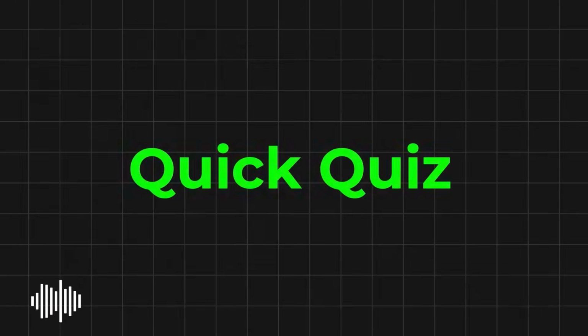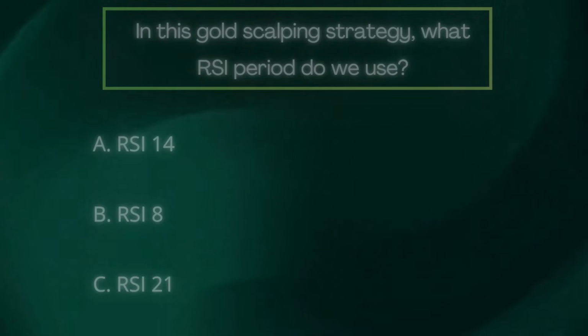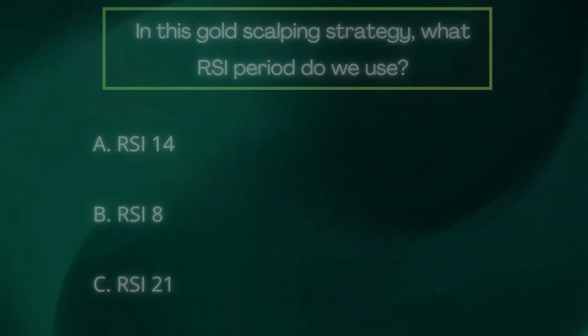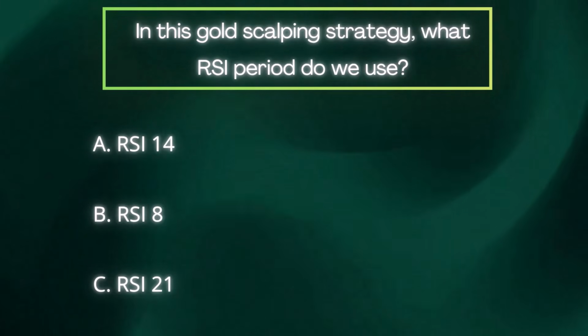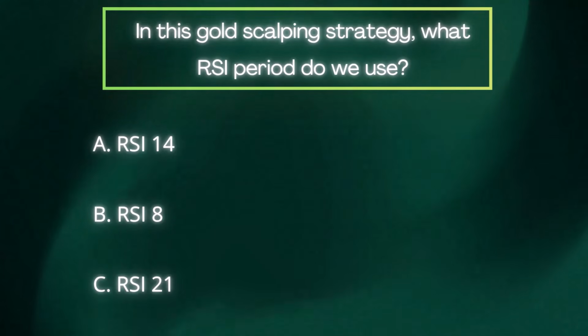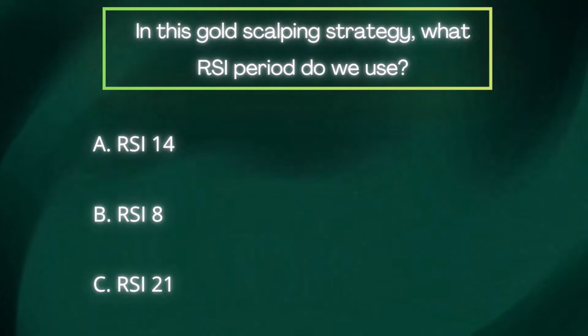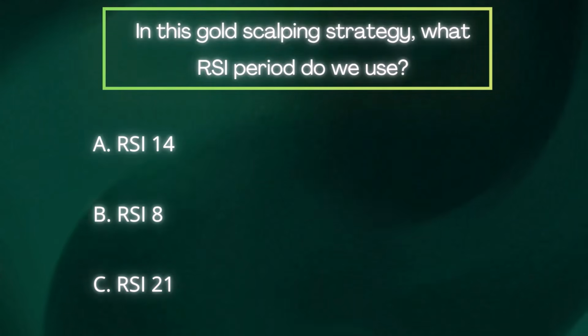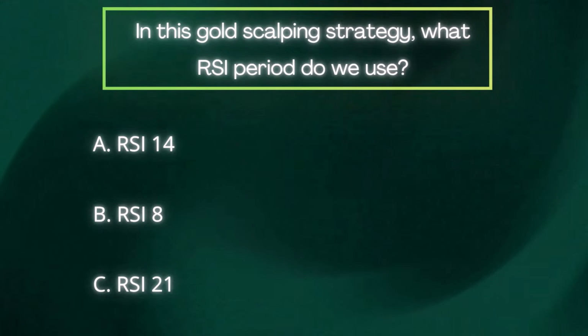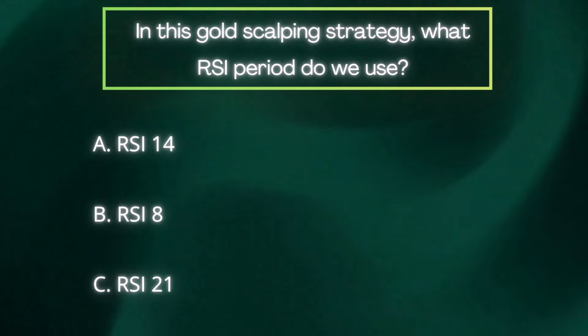Quick quiz. Before we finish today's lesson, let's test your understanding with a quick quiz. In this gold scalping strategy, what RSI period do we use? A. RSI 14. B. RSI 8. C. RSI 21. Write your answer in the comments. I will reveal the correct answer in the first 30 seconds of the next video.